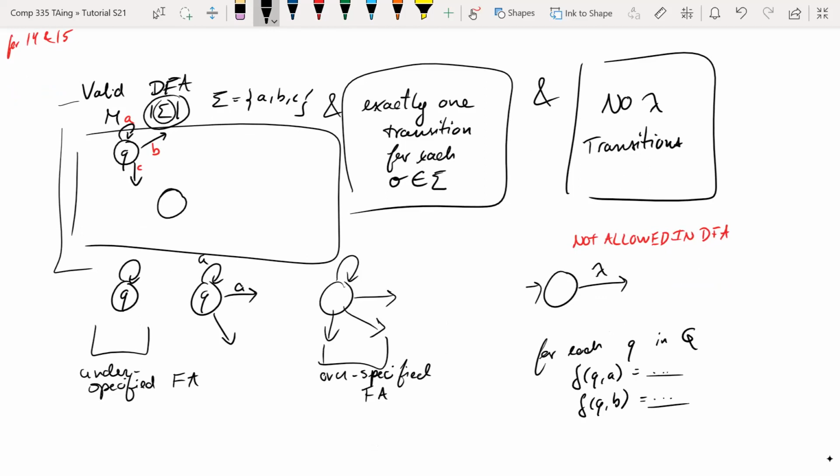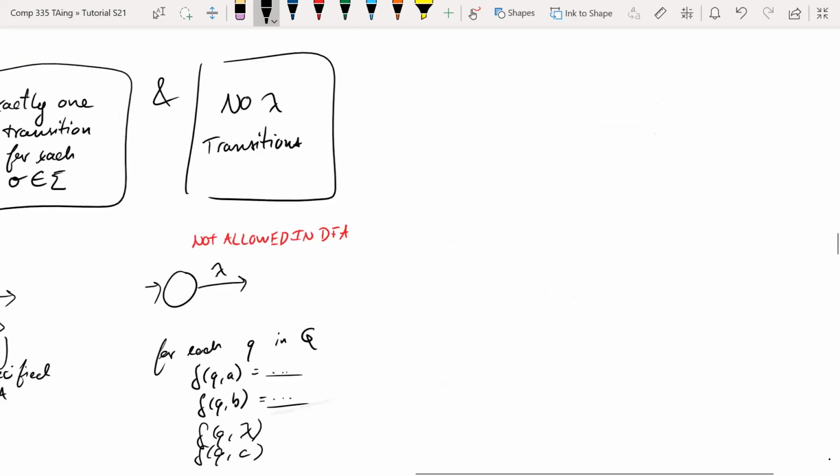And you would also check that you have no extra transitions, right? So you don't have like a delta Q lambda, or a delta QC. So you have to have exactly cardinality sigma transitions, and exactly one transition for each symbol in the alphabet. Does that make sense? So you can't have multiple transitions. Yes, exactly.